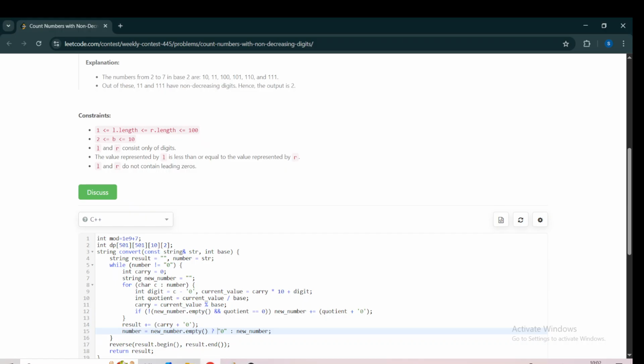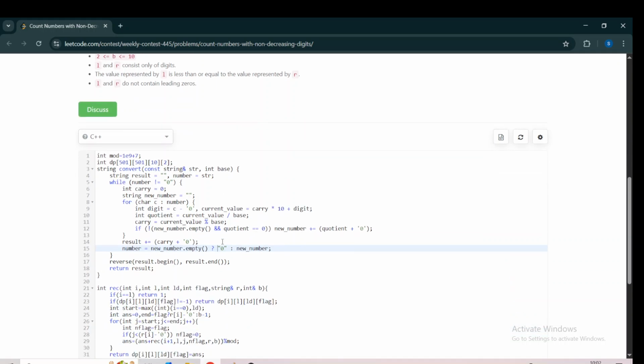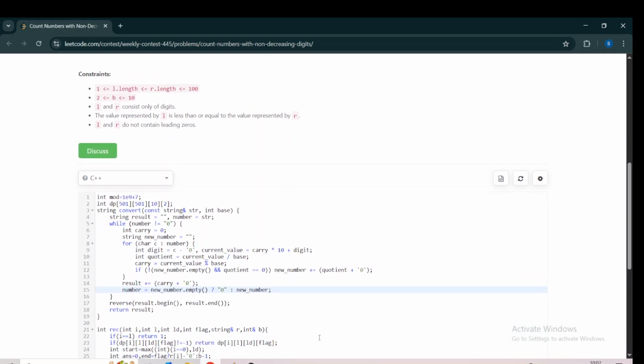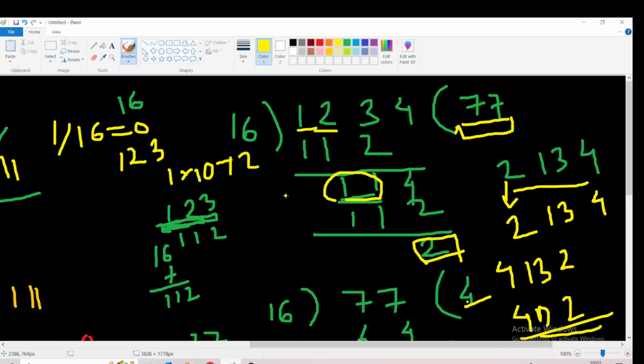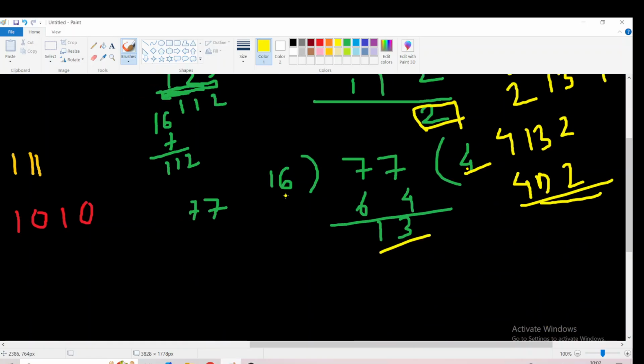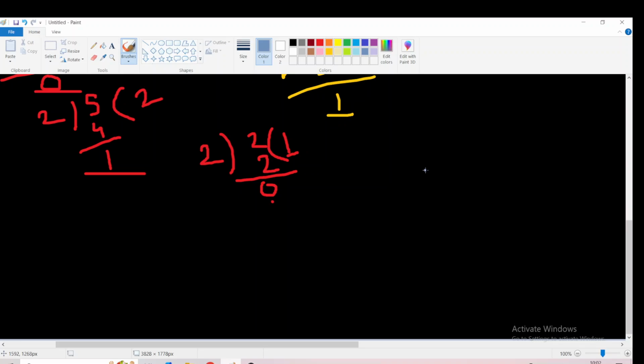Okay, I hope you get it. This is how we are converting a base 10 number to a string in a different base. So this is the convert function. Now this part is very important. I have explained how we are changing it. This is a major part of the problem. Now comes the second interesting part, how we are counting it. For counting, we will be using an approach called digit DP.